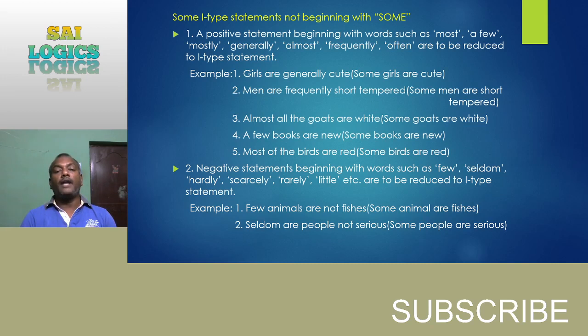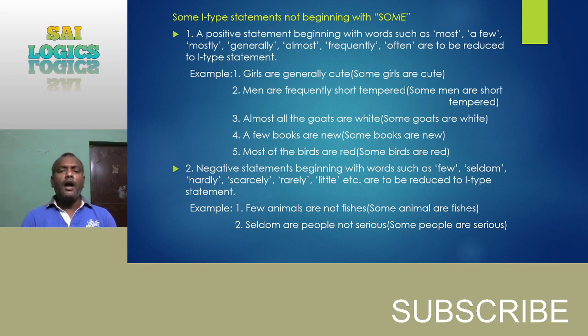Number 2, men are frequently short-tempered. Frequently, that means frequently, not every time, just frequently. So frequently is a particular information and it is giving positive sense only. So remove frequently and write some. So we can rewrite the statement as some men are short-tempered.